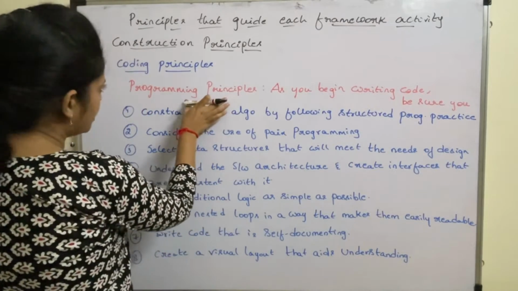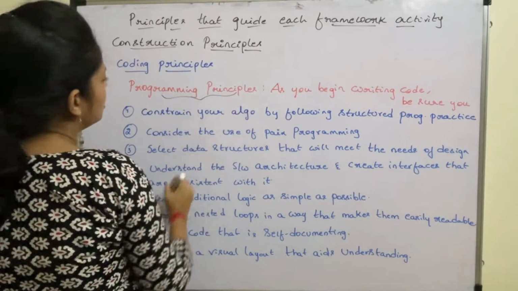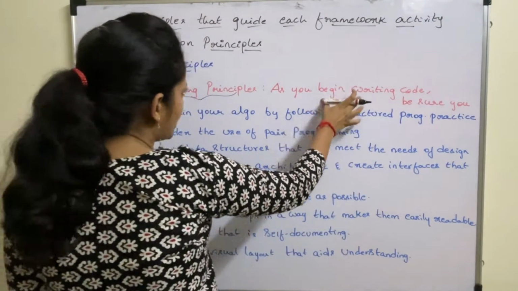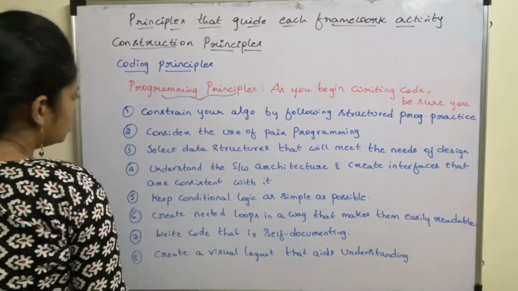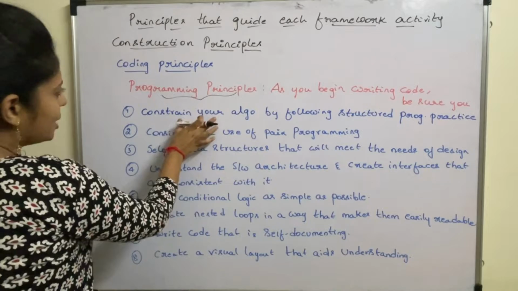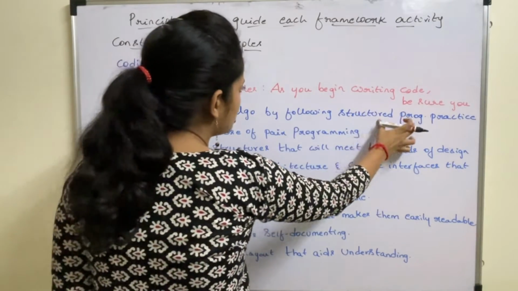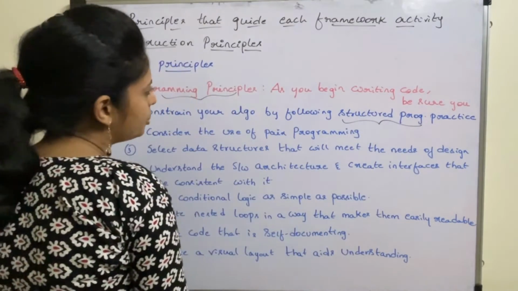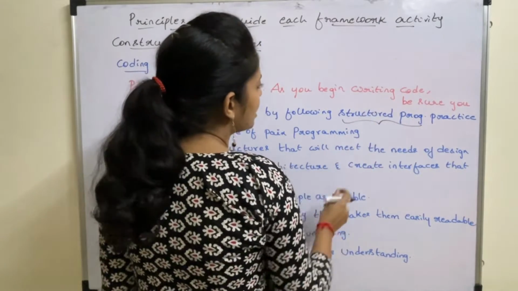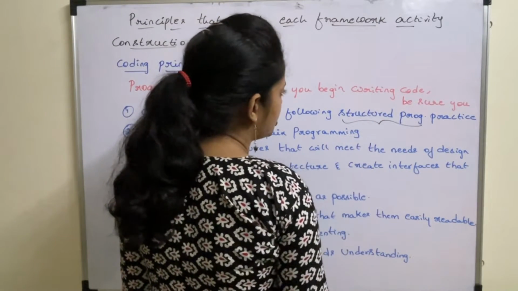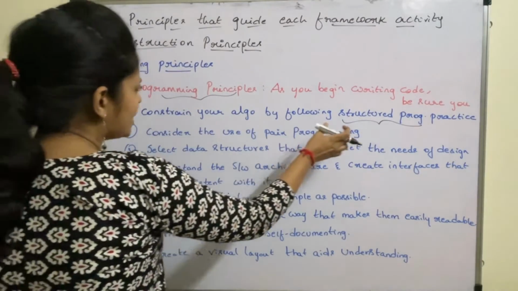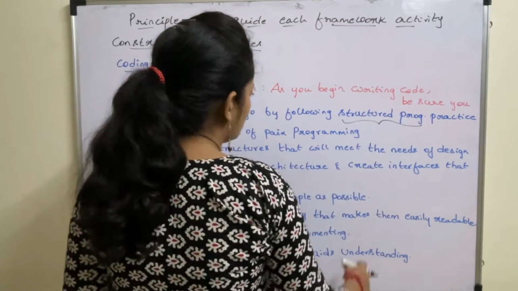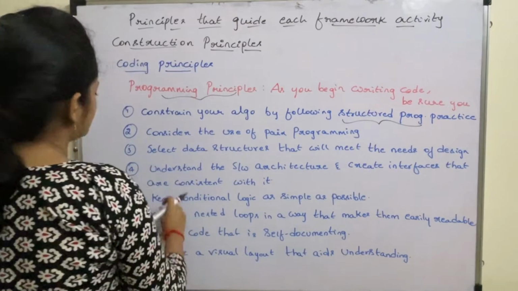Before this we saw preparation principles, and these are programming principles. As you begin writing the code, be sure to go through the principles. Constrain your algorithm by following structured programming practice. Structured programming is also called modular programming, where you can find separated or well-structured modules. The best examples of structured programming are Python, Java, C. All of them are examples of structured programming.